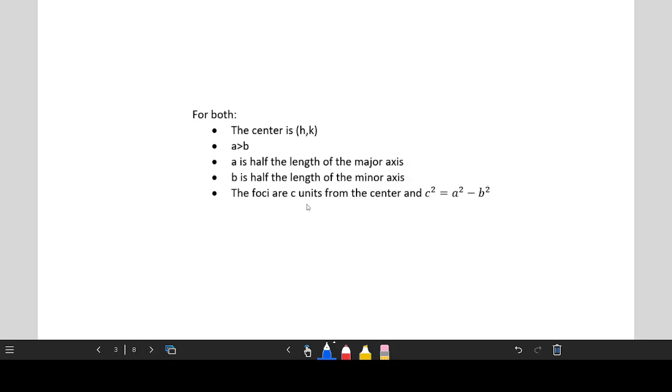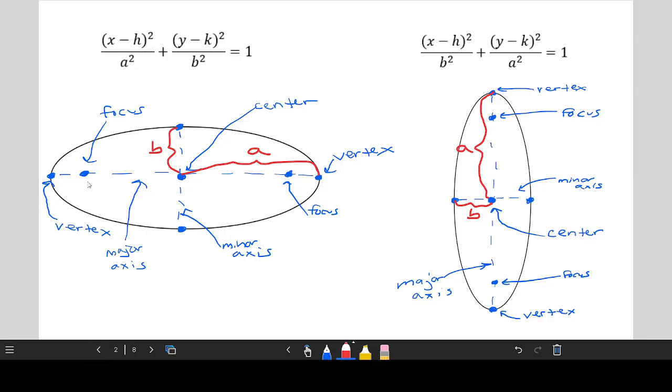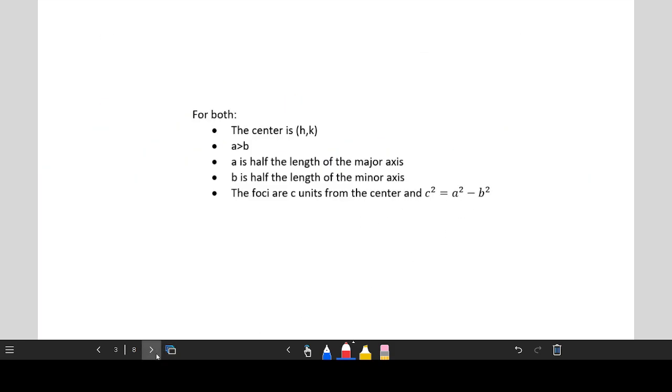And each focus is c units from the center, and c is given by this formula here: c squared is a squared minus b squared. So we can label that distance c on here as well. Each one is c units from the center. So this distance is c. This distance is c. We don't see the value c in the equation, but we find it using a and b, since c squared is a squared minus b squared.